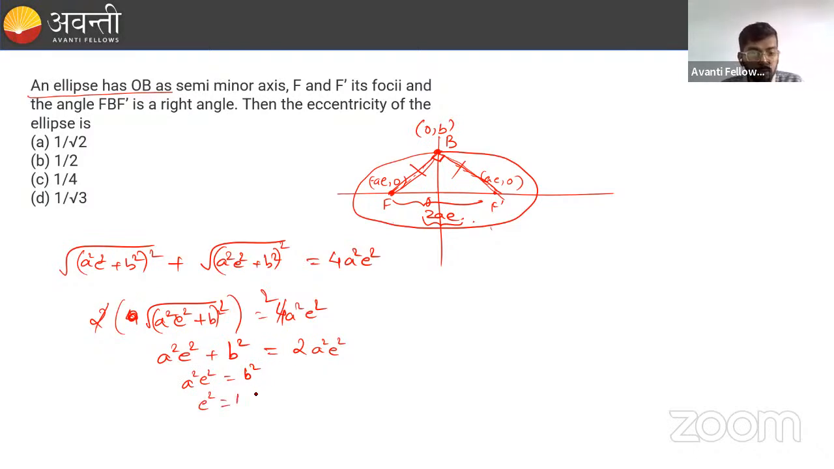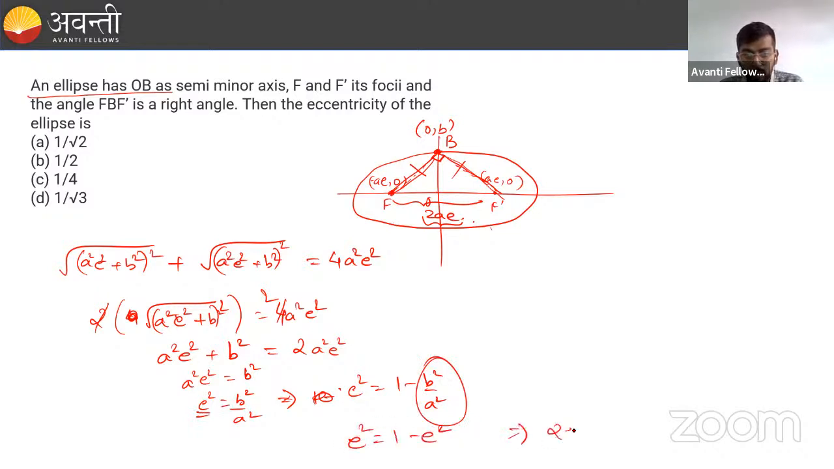Now we get E square equals to B square by A square. Now we also know that E square is also equals to 1 minus B square by A square. So we can write this B square by A square as E square. So I'll get E square equals to 1 minus E square, which will give me 2 E square equals to 1. So value of e will be 1 by root 2. So the answer is option A.